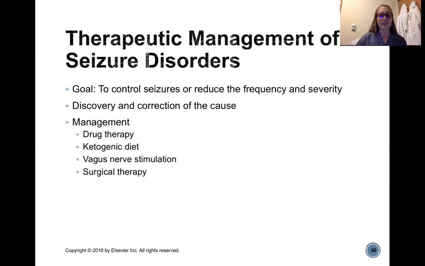The vagus nerve stimulation is a stimulation of the vagus nerve. It requires a surgical placement of the stimulator, and it has pretty good outcomes. One third to one half show a reduction in the seizures after 1 year of therapy. Surgical therapy is if we can identify a cause, we're going to remove it.